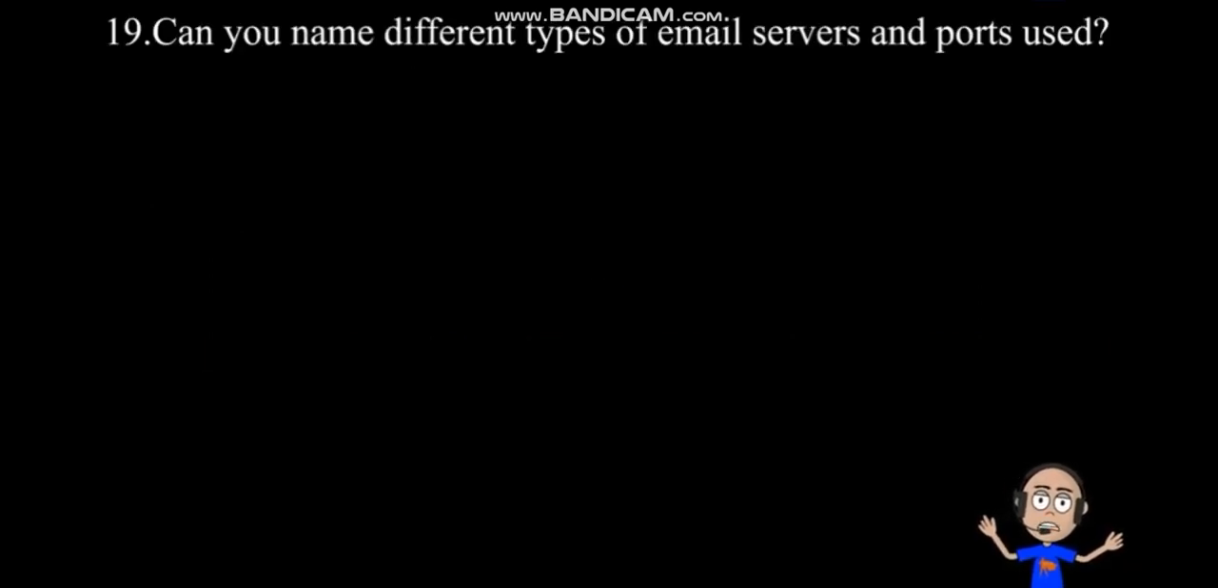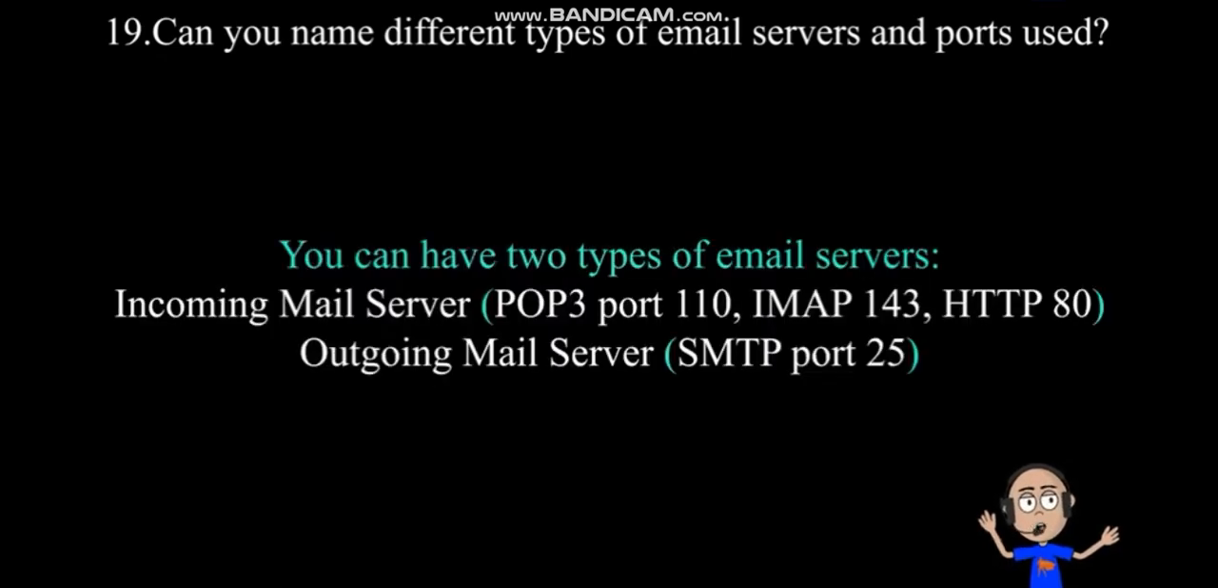Can you name different types of email servers and ports used? You can have two types of email servers: incoming mail server, POP3 port 110, IMAP 143, HTTP 80, and outgoing mail server, SMTP port 25.